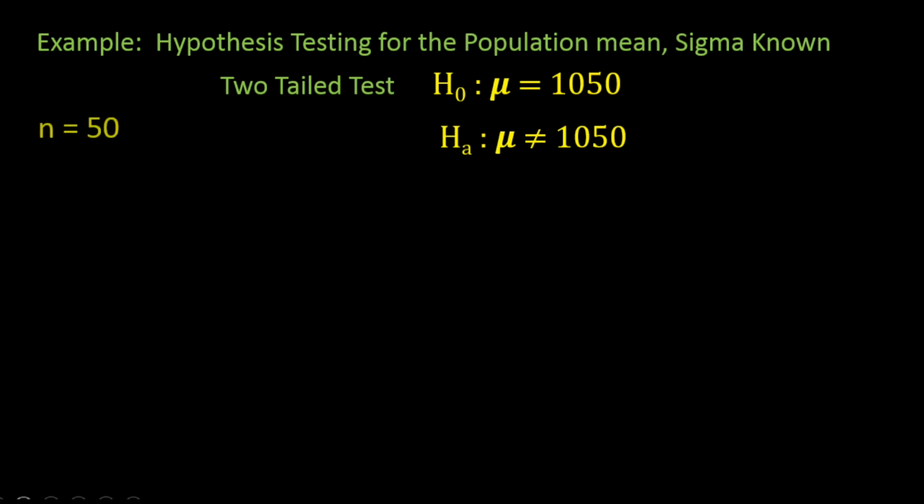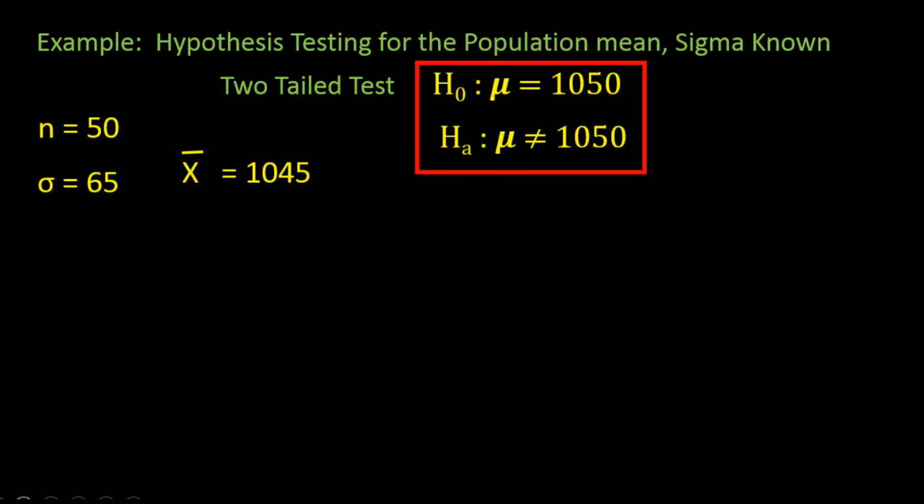Now let's say we take a sample of 50 light bulbs, and sigma, the population standard deviation, is known to be 65, and let's say the sample produces a sample mean of 1,045 hours. The first step we have already done, that is to state the null and alternative hypotheses. Remember, the null is developed under the assumption the process is working properly, so the null is that the mean is 1,050 hours. The alternative is then opposite to that: the mean is not equal to 1,050 hours. Now here is the question. Does the sample mean of 1,045 hours provide enough evidence to reject the null hypothesis?